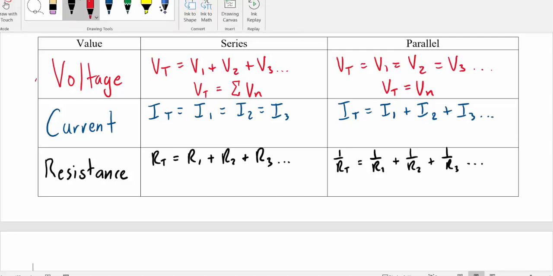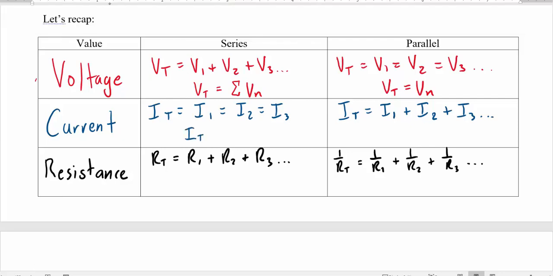If we compare that to current, in our series circuits, there's only one pathway to flow, so we know that the total current is just the same through each component in that circuit. So I total is equal to In. Whereas in parallel, the current's going to split up, and it's going to go through different pathways, so the total current would be equal to the sum of the individual currents, through the individual pathways.